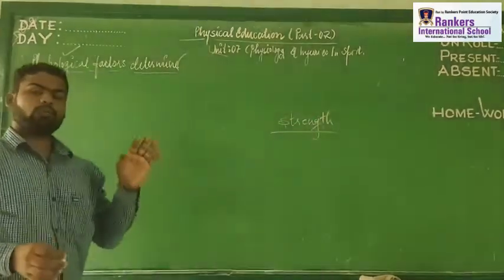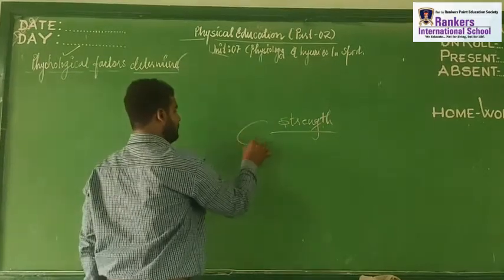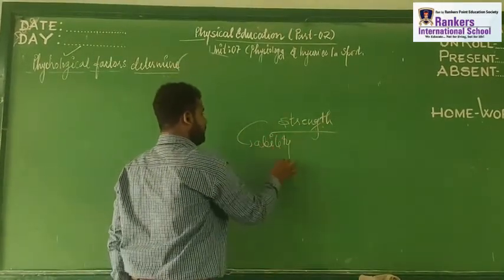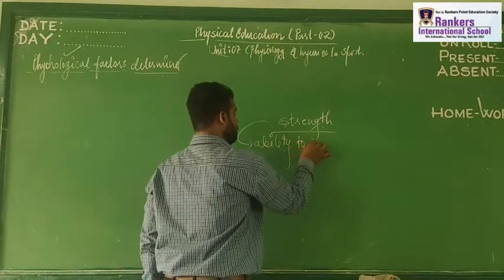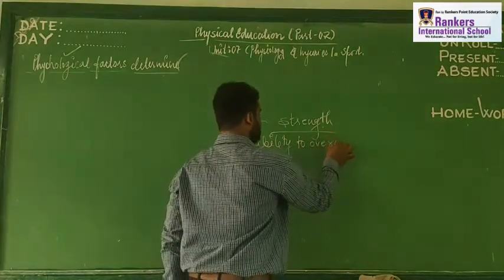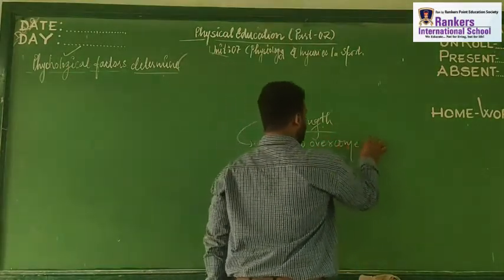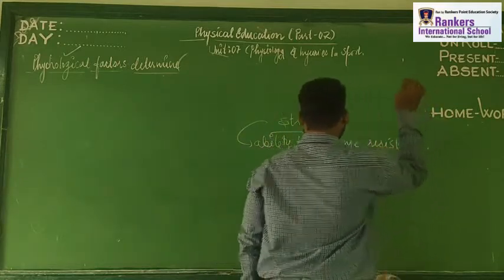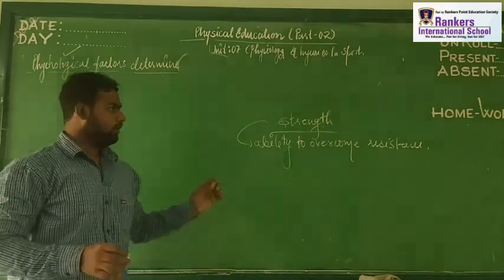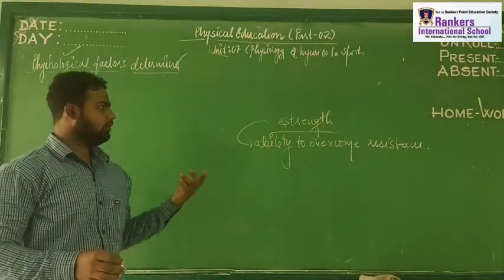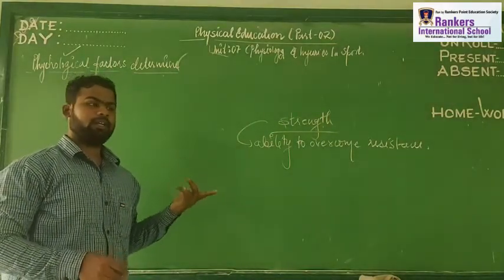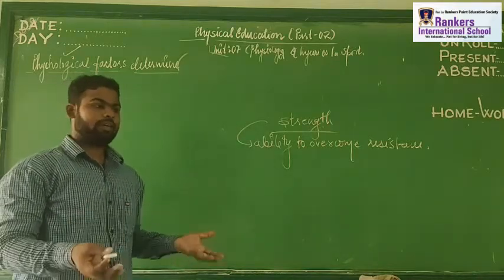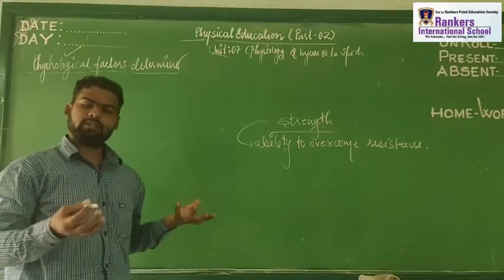Strength is the ability to overcome resistance, right? First thing to note, everyone: what are the types of strength, or what is strength exactly, and what are some examples? If you are pushing a wall, there is strength. If you are lifting a particular weight, there is strength.